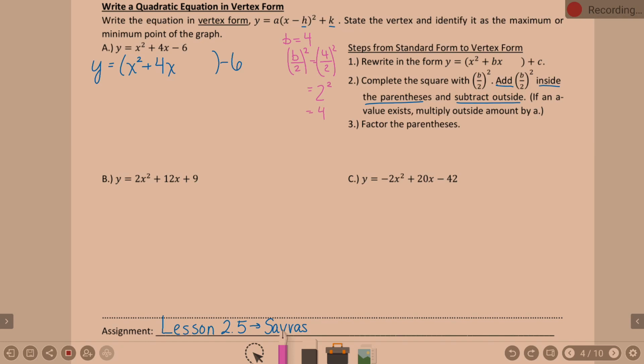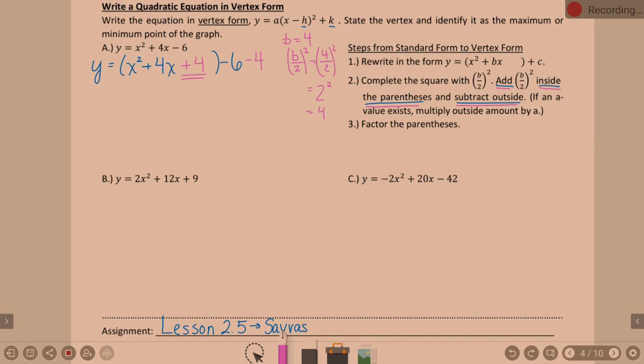Now, okay, read carefully. Up above it was added to both sides. I don't have both sides of the equation to work with because one side is a y. So we're going to what? Add it inside the parentheses. So I'm going to add 4 here. Okay. And then, what else does it say? Subtract it outside. So I'm going to subtract the 4 over here where the minus 6 is.